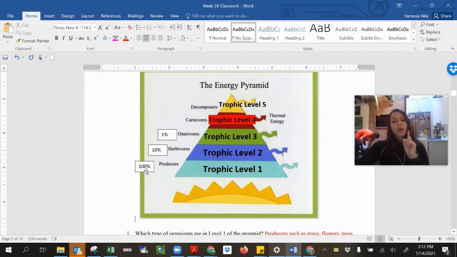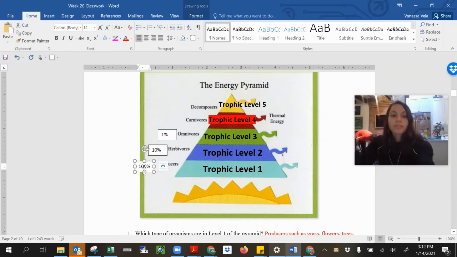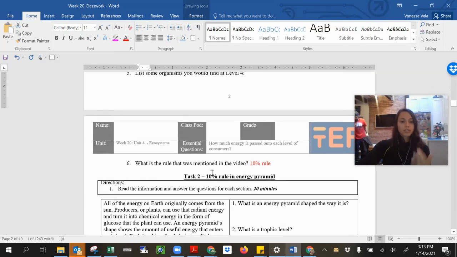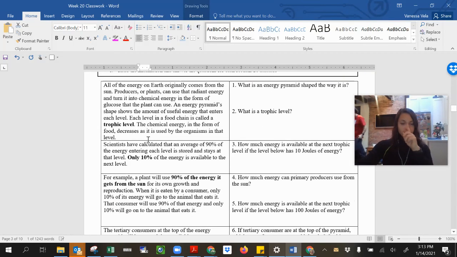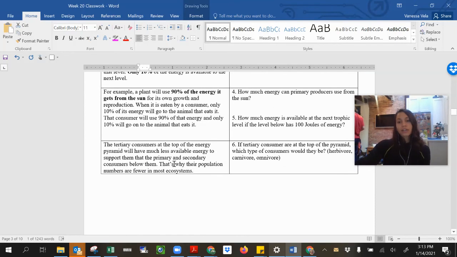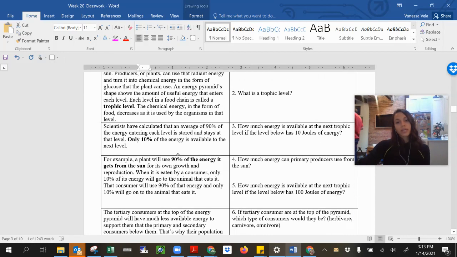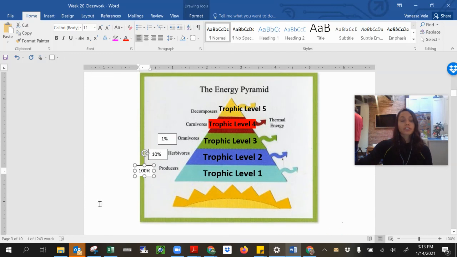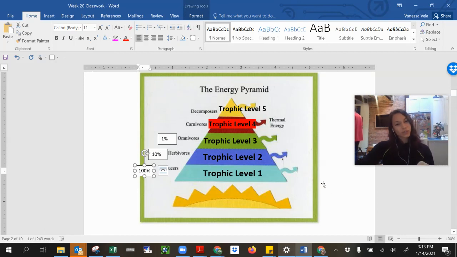Just know that the producers always have the most energy. All right. Go ahead and continue to answer the rest of these questions. Reading on into this task 2 about the 10% rule is going to go more in depth. So go ahead and read, highlight as you can, answer these questions because they'll really help you with understanding the 10% rule. We actually discussed this in 5th grade. This is just going a little bit more in depth with it, and I know that you forgot because we saw your scores on your pretest. So let's continue to go over this, all right?